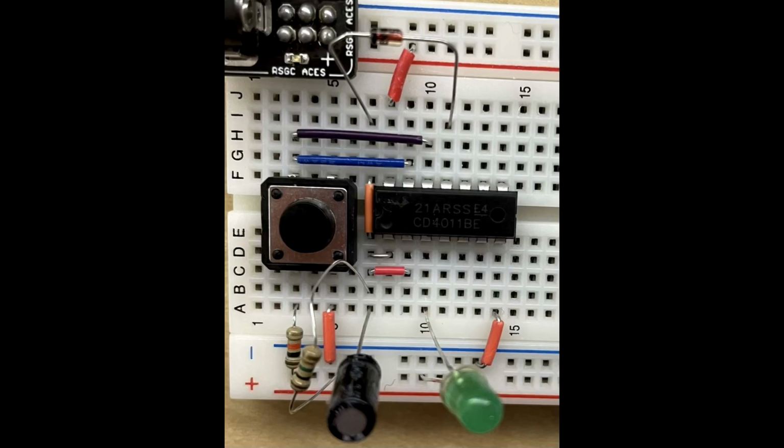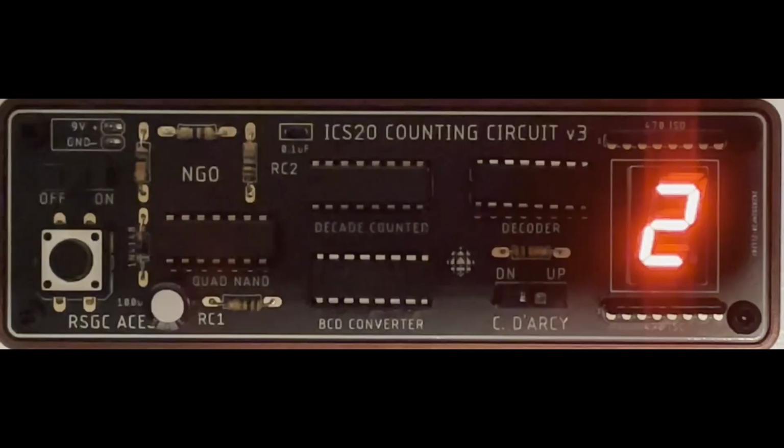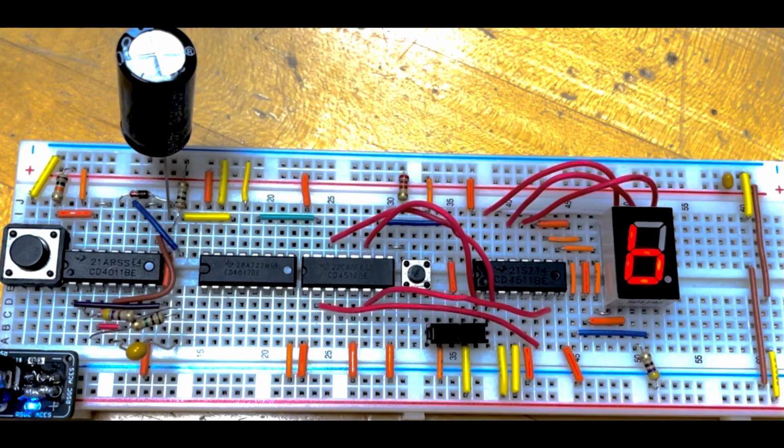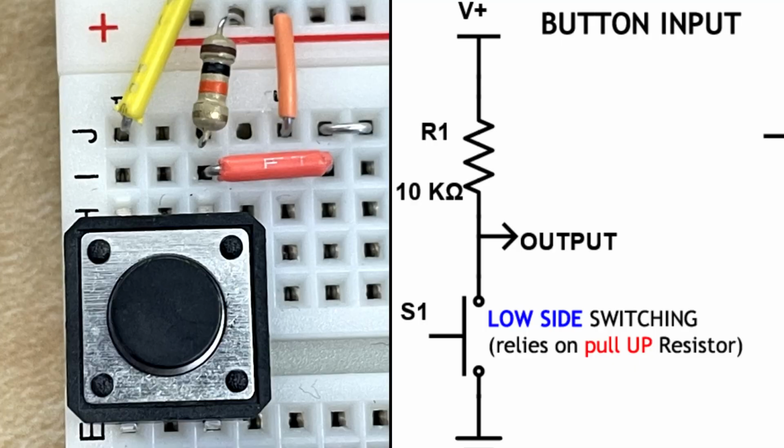The counting circuit is a circuit that is built with the goal of creating a device that counts up to 10 on a 7-segment display. Because this circuit is so large, the project and this video have been split up into different sections. The first section of the circuit is, of course, the input.